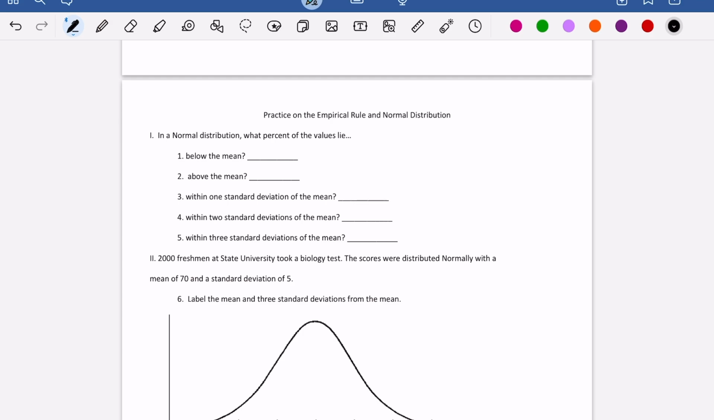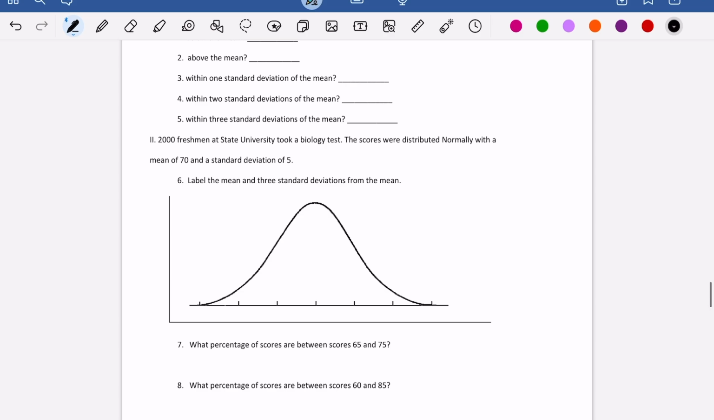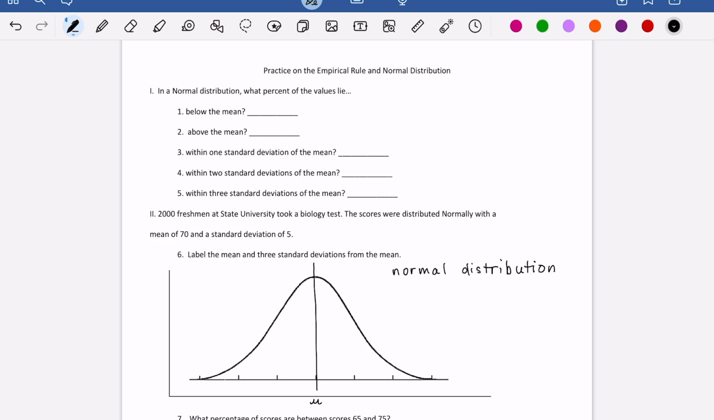It says in a normal distribution, what percent of the values lie below the mean? The mean is the peak. So this is your mean. It is based off of the population mean. So all of this is population. Later, we're going to look at what happens if we use a sample, that's called a t-distribution. This is called a normal distribution. Now, that is in the middle. So 50% of the values lie below the mean. 50% of the values lie above the mean.